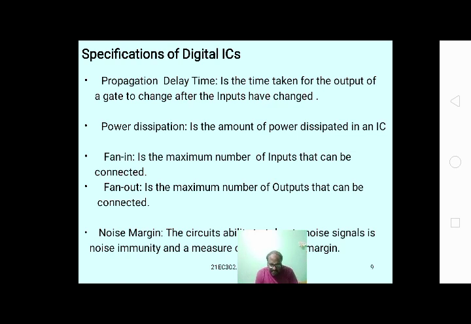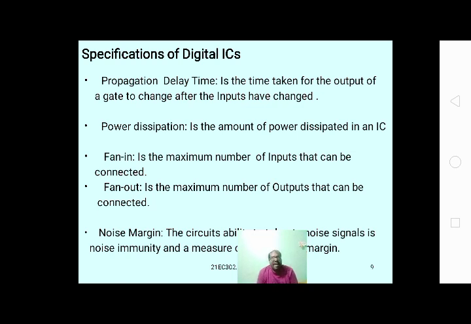Next, power dissipation. Power dissipation is the amount of power dissipated in an IC. That means during the operation, the power taken by a logic gate is called power dissipation. The power dissipation of a logic gate equals the DC supply voltage VCC times the average supply current ICC. Power dissipation PD equals VCC times ICC.